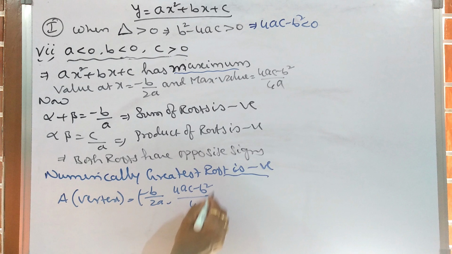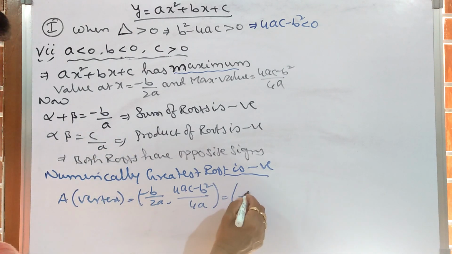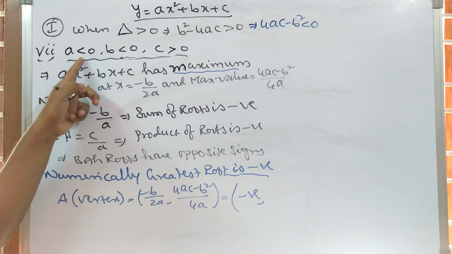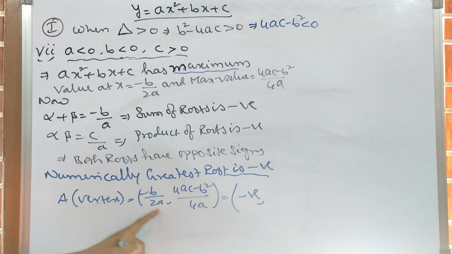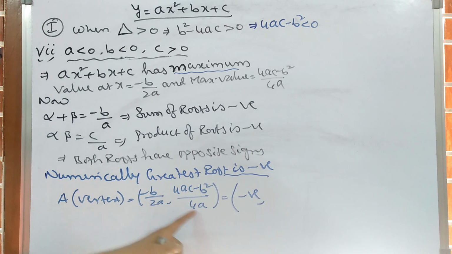Now coming to A vertex is equal to minus b by 2a, 4ac minus b square by 4a. How will it be? Let us see. Minus b by 2a is negative. Why? Because b by a, b by a means negative by negative, positive. Positive into negative, negative. 4ac minus b square is less than 0. That means negative by negative. Negative by negative means positive.